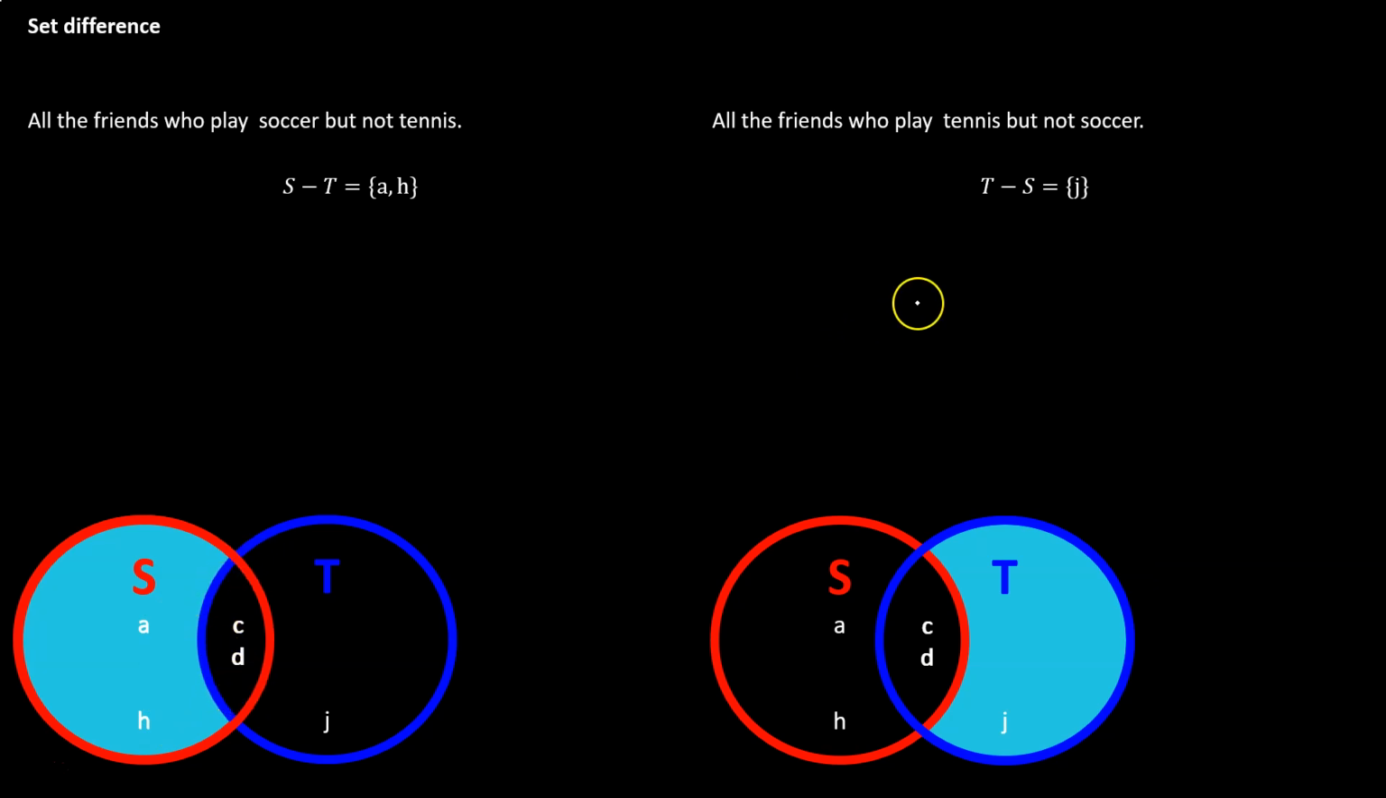Or vice versa, we could have said any friend who plays tennis but not soccer. In that case, we'd look at anybody who's in the tennis circle, but not in the soccer circle. So outside of the soccer circle, that's only Jade.